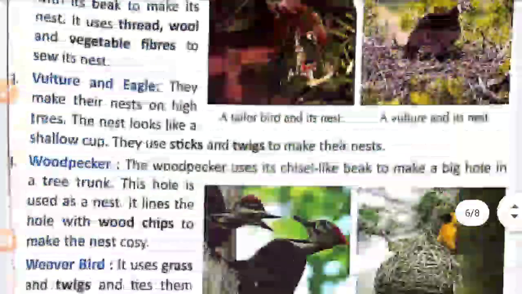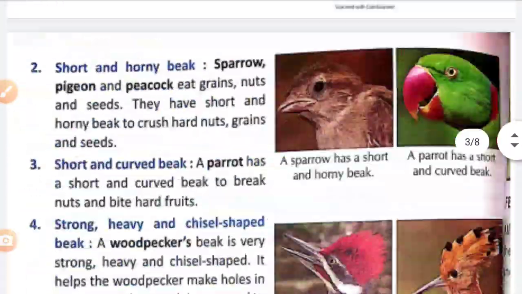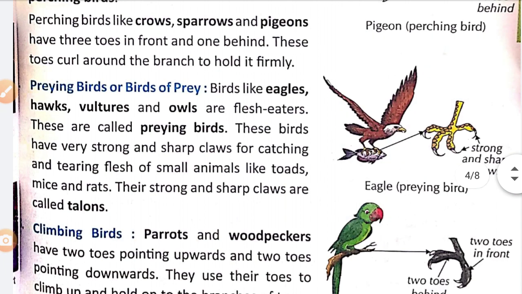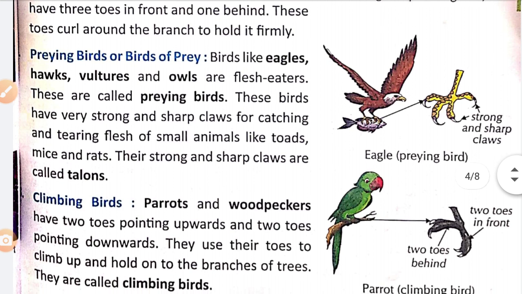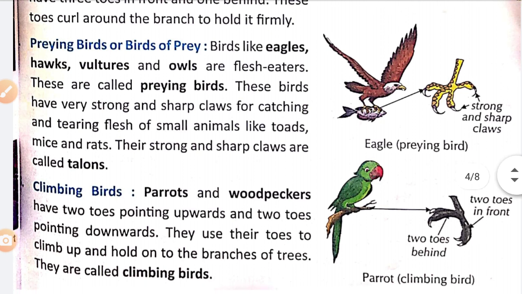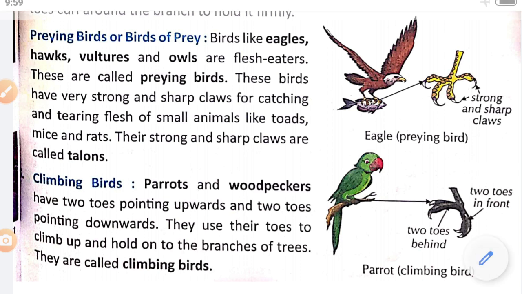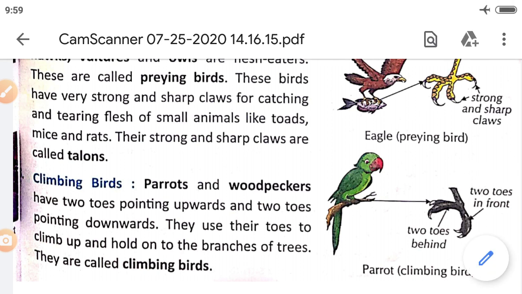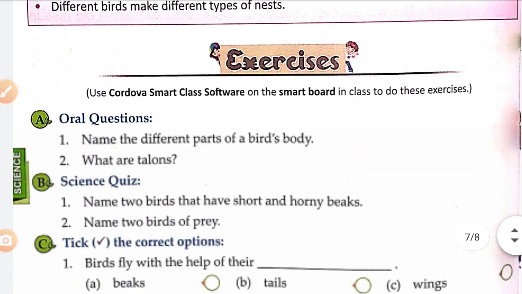What are talons? We have seen the talons. What are talons that you have to explain? The birds of prey have very strong and sharp claws for catching and tearing the flesh of small animals like toads, mice, and rats. The strong and sharp claws are called talons. This is the answer to this question.